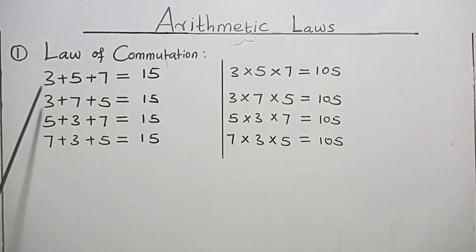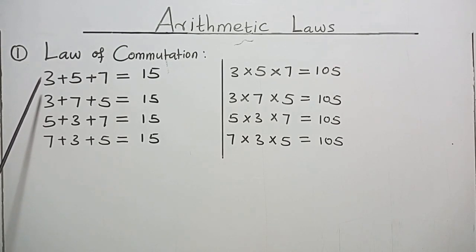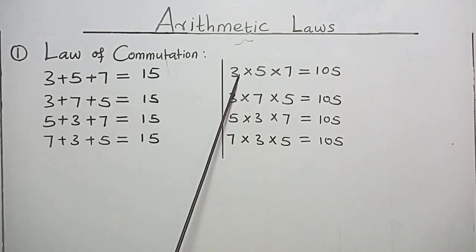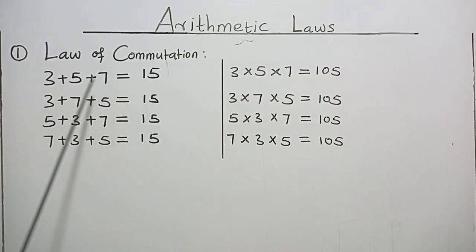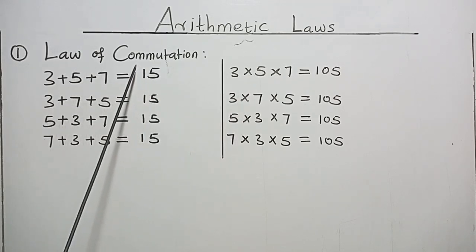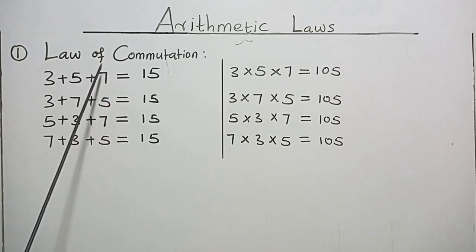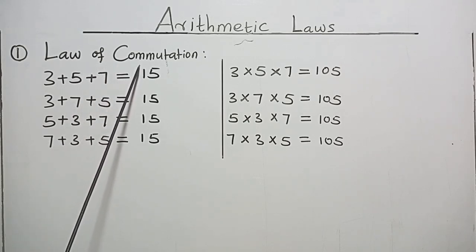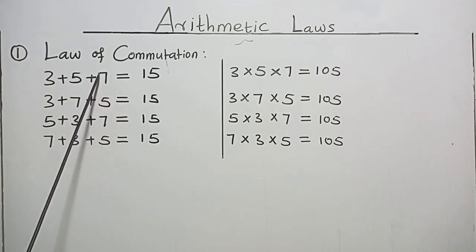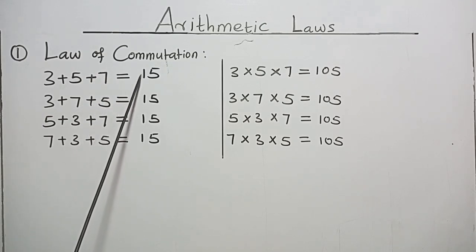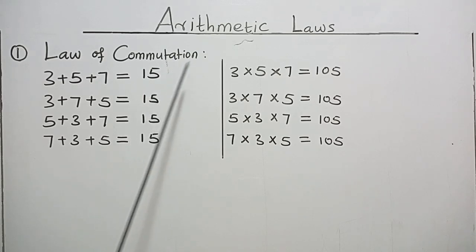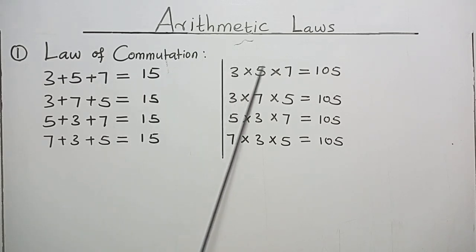In the first case, we considered addition of numbers. In the second case, we considered multiplication of numbers. But at the end, we discover that no matter the arrangement, the answer is the same. The sum of the same set of numbers arranged in 4 ways all produced 15. The product of the same set of numbers arranged in 4 ways all produced 105.